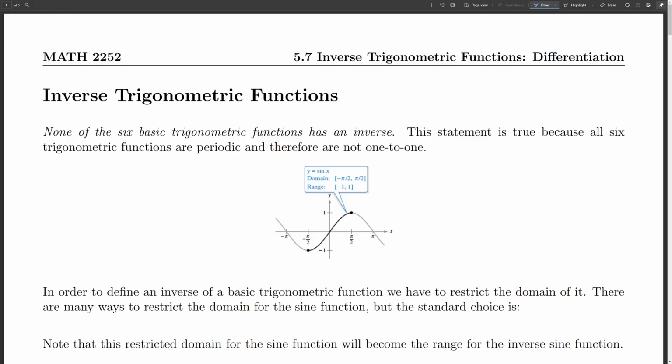In this section, I'll talk about the inverse trigonometric functions and their derivatives. We'll start with a quick refresher on what inverse trigonometric functions are and how they are defined.